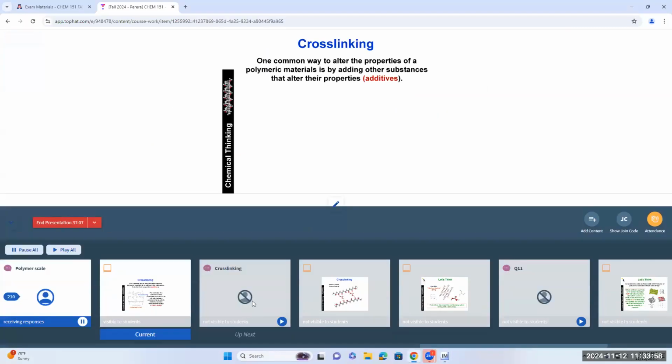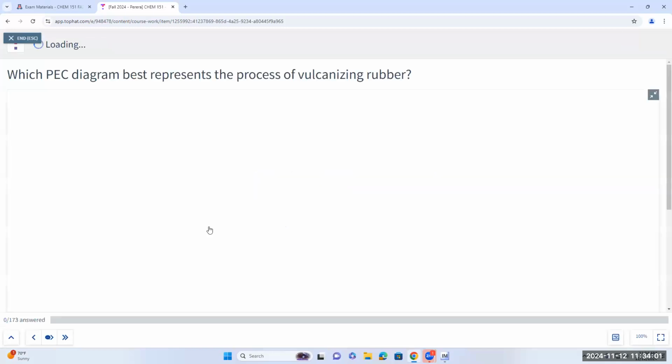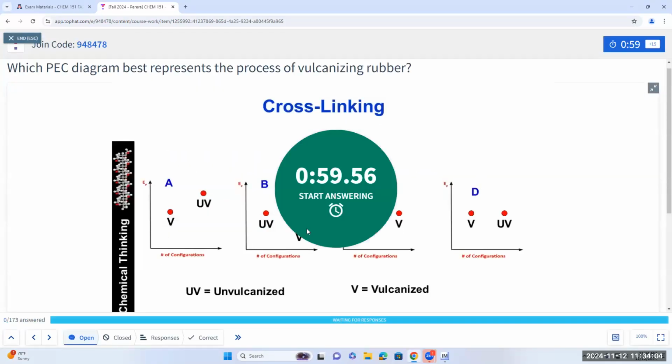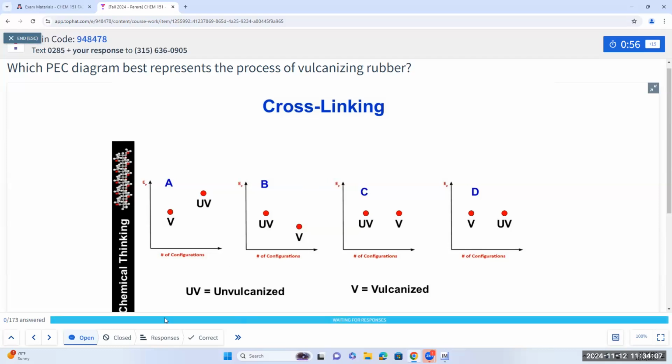All right, keeping that in mind, here's a question for you. Thinking about vulcanized rubber and unvulcanized rubber. UV stands for unvulcanized, meaning no cross-links. V stands for vulcanized, meaning you have cross-links. Longer interact.